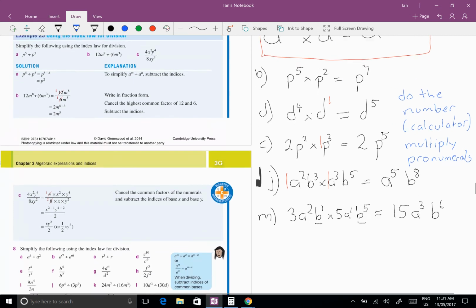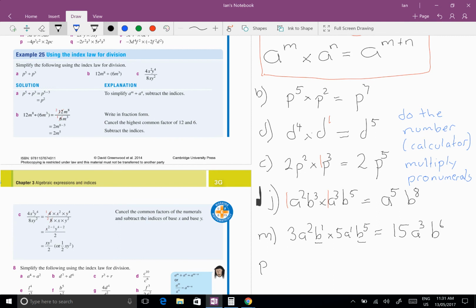Last one, and then you're on your own. P. I've got negative 4 P cubed C squared. And look at them, they've written the C second. That's a bit silly. And then they've done 2PC. Now there's a 1 above the P and there's a 1 above the C. As I said, do the numbers first. So 4 times 2 is 8, but there's a negative there, so negative 8.